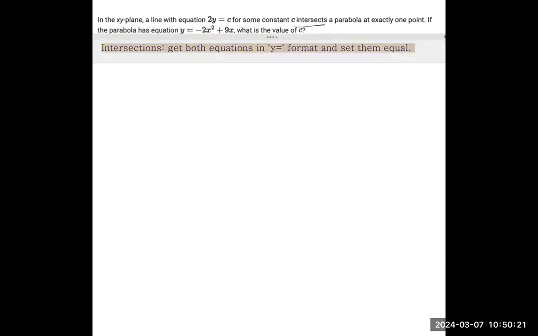Here, you have one of the more standard high challenge level questions you're going to see on the whole SAT. First off, we see that there's an intersection. And for intersections, you're supposed to know that you should get both of your equations in the y equals format and set them equal. So we'll take the 2y equals c and just divide both sides by 2, and we get c over 2. The other one's already in the y equals format, so getting them both in y equals and setting them equal looks like this.